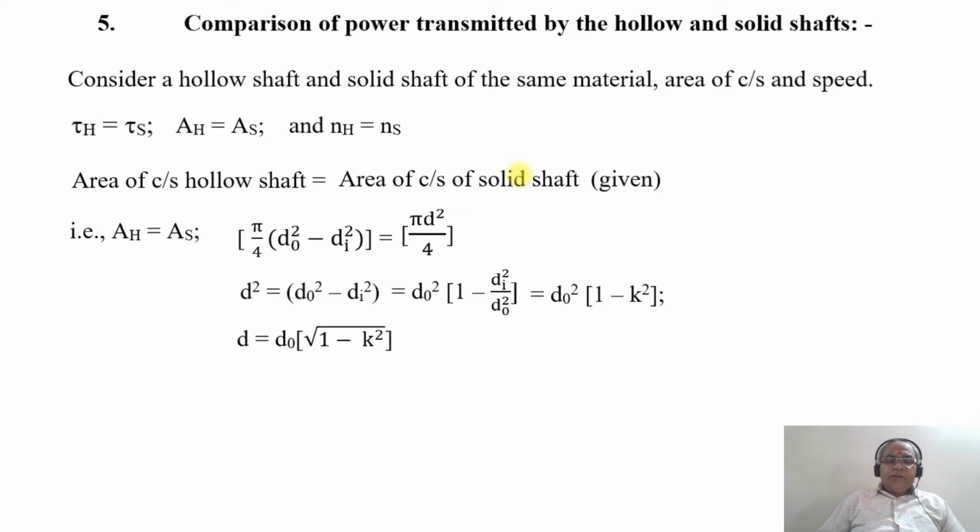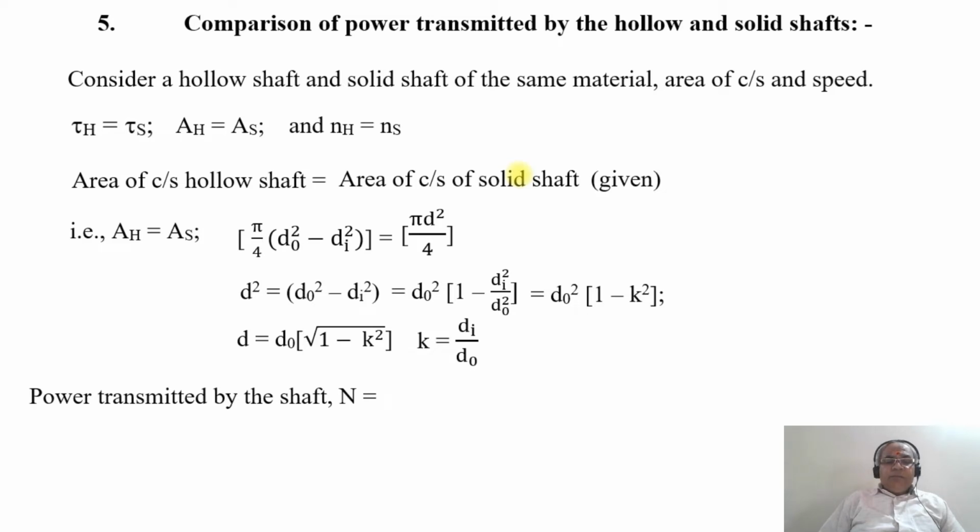So what is d? If you take out the common square factor from the square root, it becomes d naught into the square root of (1 minus k square), where k is the ratio of the internal diameter to the external diameter, that is k equals di by d naught.